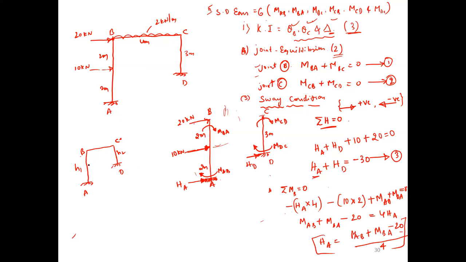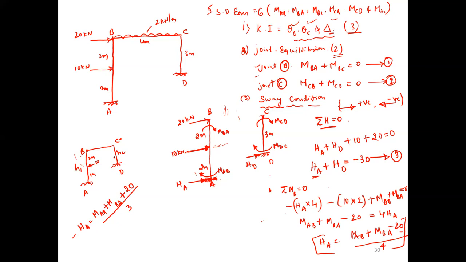Now, I will add one small load here, say 10 at 2 meter and 1 meter. Now tell me, what is HA? HA equals MAB plus MBA, and what is the moment with respect to B? Plus 20, divided by, what is the height now? 3. Over.